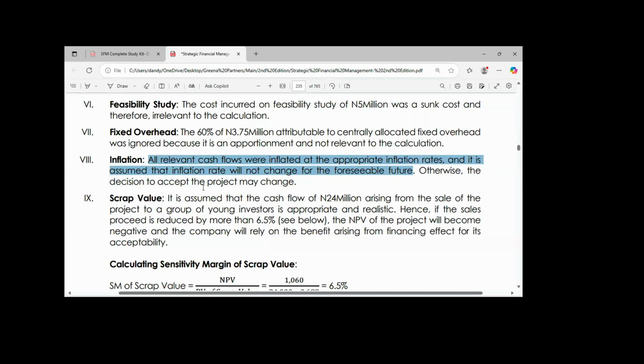Otherwise, the decision to accept the project may change also. If your inflation rate increases, especially for the cash outflows, the decision to accept the project may be affected.